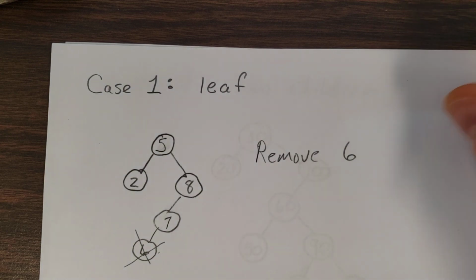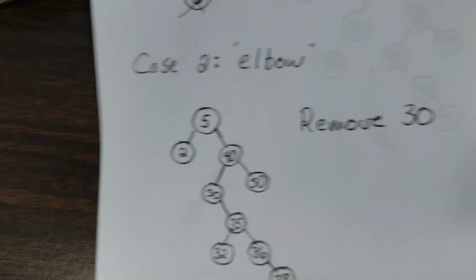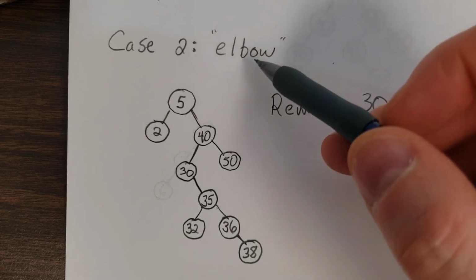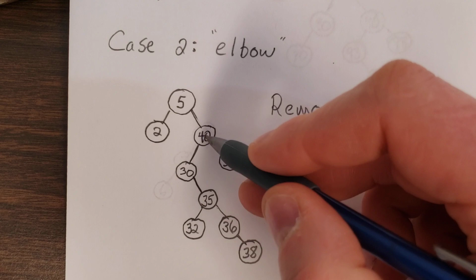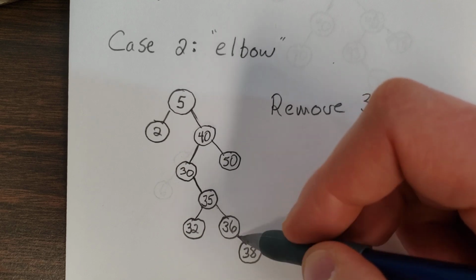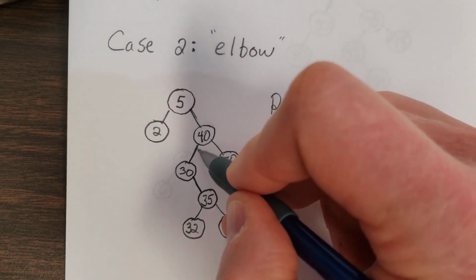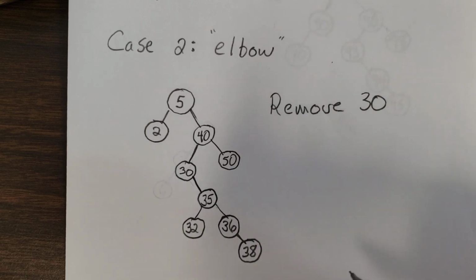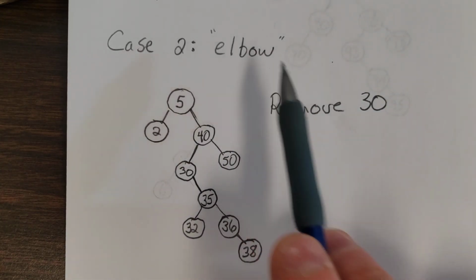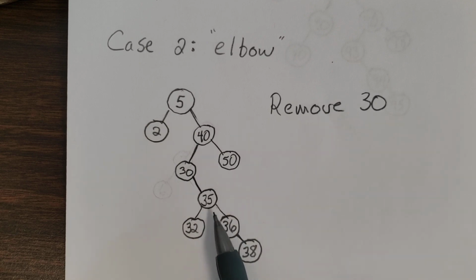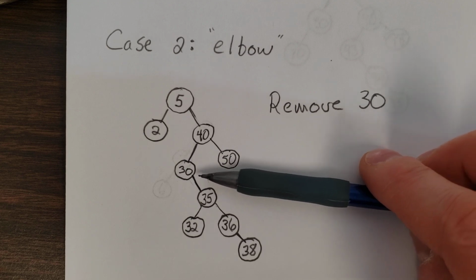Now, another case is if the node that we want to remove has only one child. We call it an elbow if you have only one child. Here's the elbow that would be bent, and for example, 36 has only one child, and this is like an elbow. It's just that the elbow isn't bent. In any case, 30 is an elbow node, and 36 is an elbow node. 35 is not because it has 2 children, and 38 is not because it has 0 children. So in each of these cases, let's say that we get to the node that we want to remove, and we find out that it only has 1 child. The node that we want to remove, in this case 30, has only 1 child.